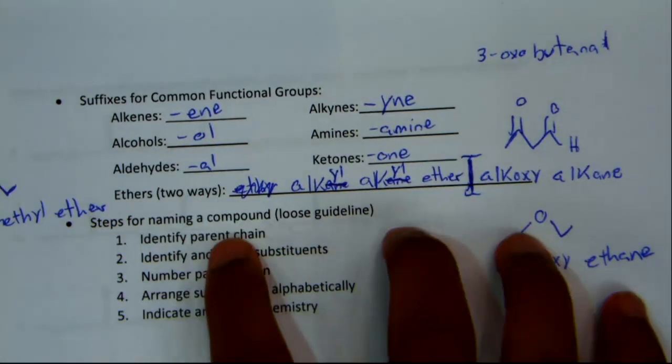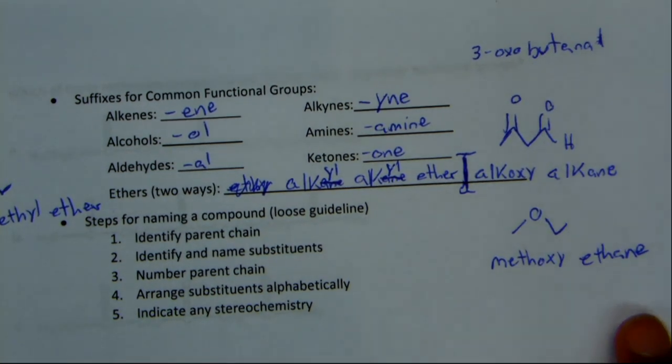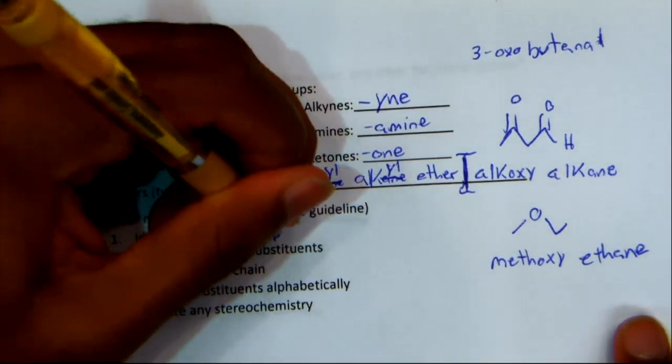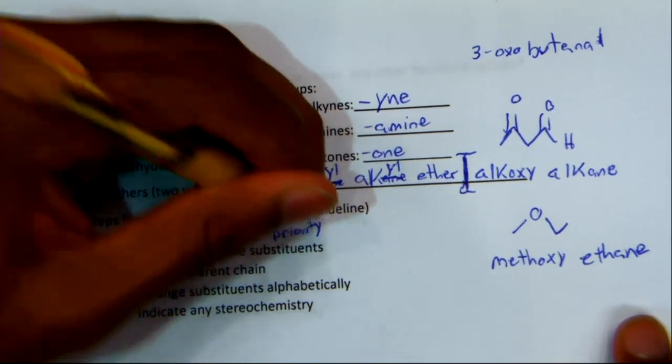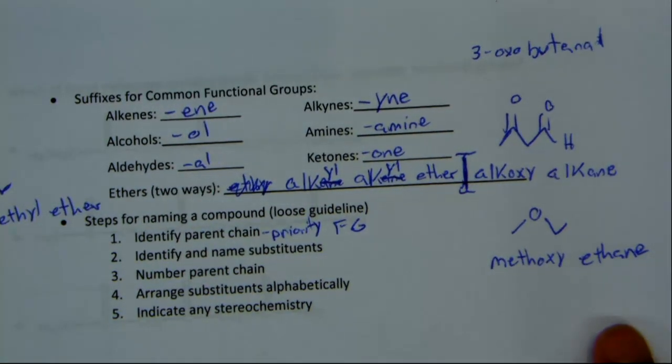So for identifying the parent chain, what you want to do is identify which functional group has priority. The way to find that, there's a chart, just look up IUPAC functional group priority, and it'll give you a chart of what takes priority, and that'll give you your ending part. Usually alcohols take priority most of the time. So the first thing would be to write priority FG, which is functional group.